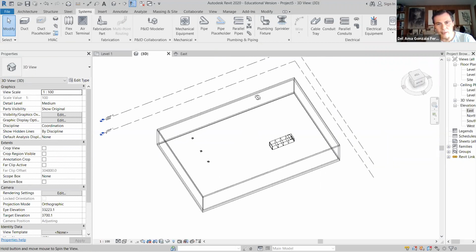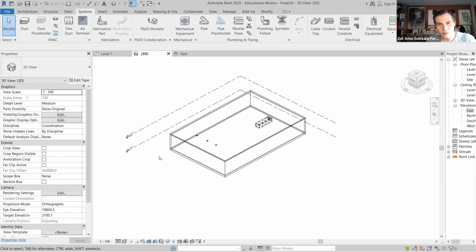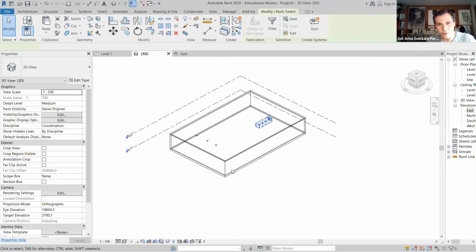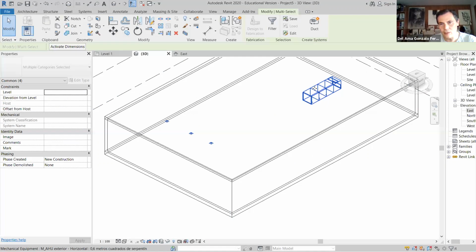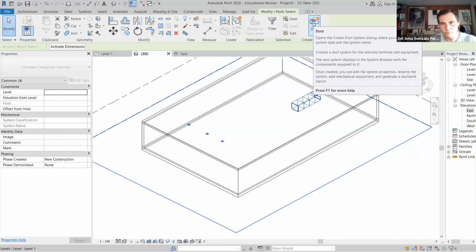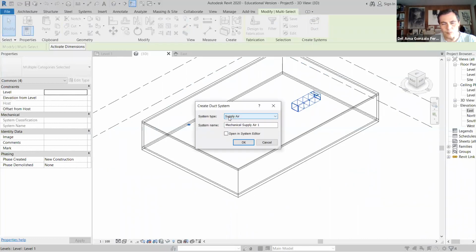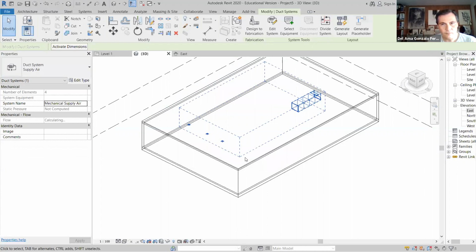If we look at the 3D now, the easiest way to work with this, we can select. Be careful that you don't select the building itself. You have to select only the terminal units, the air terminal units, and the air handling units. And then you can click on duct. This is supply. We can design the return, but this is only the supply. We can click OK. And now we generate layout. Okay, so here, you type here, generate layout.